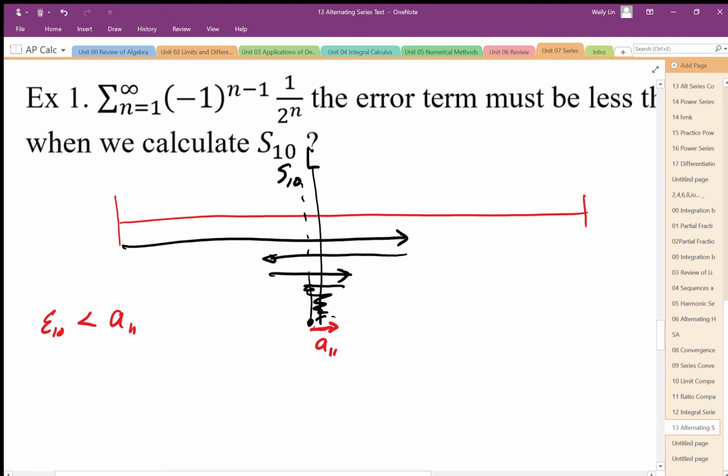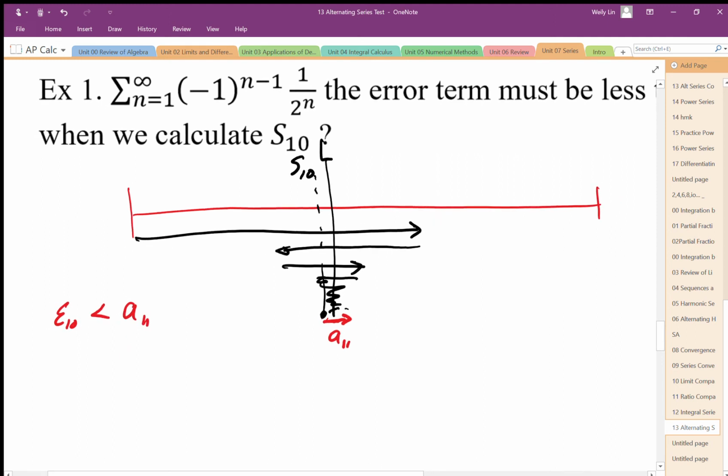Okay? So when I calculate A11, it's got to be the absolute value. My error term for S10 is going to then be, what do I get now? This is going to be 1 over 2 to the power 11. Okay, so we know that it must be less than that value. It's about, if I'm not mistaken, somewhere around 0.005.